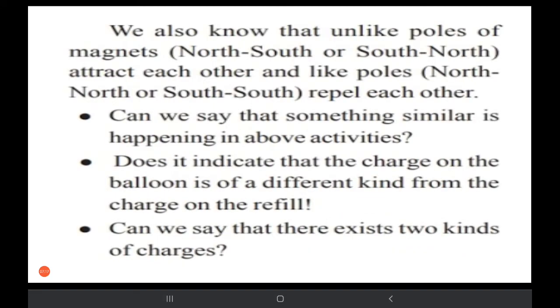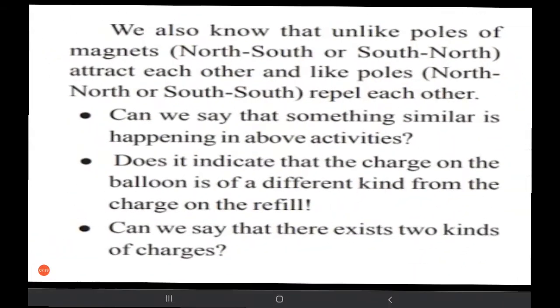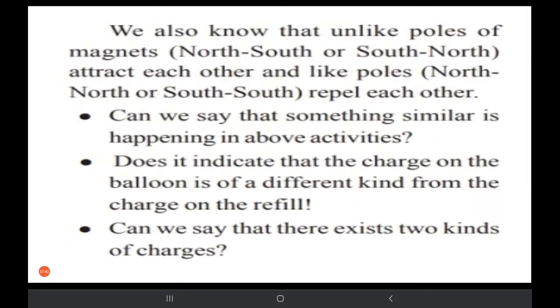Right? That means unlike poles, north and south, attract each other. Right? And north-north, south-south repel each other. So can we see that something similar is happening in the above activities? Yes. So here something similar is happening in the above activities.